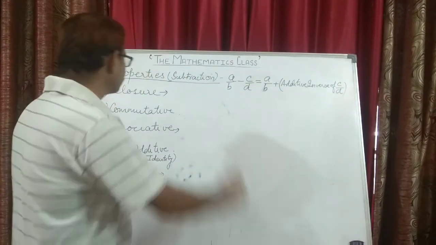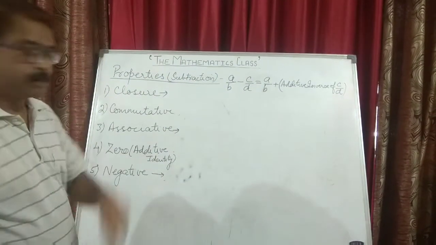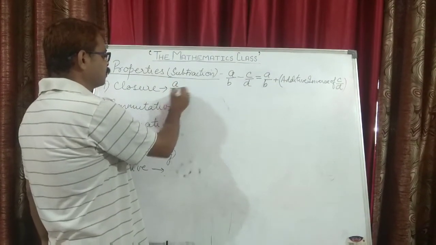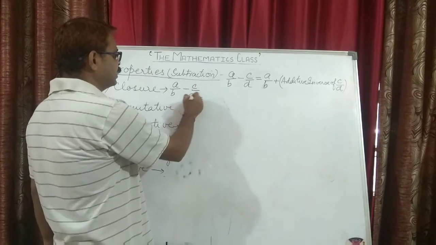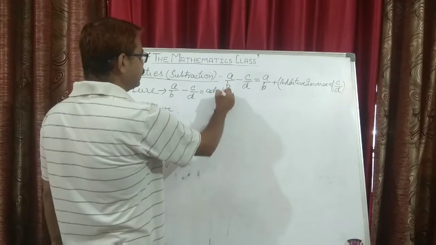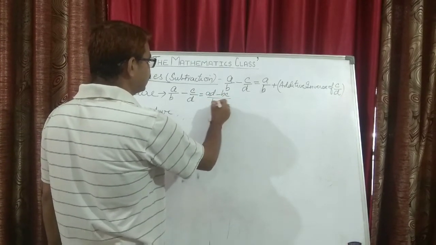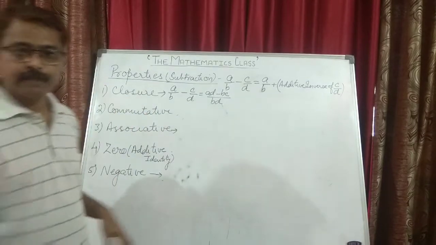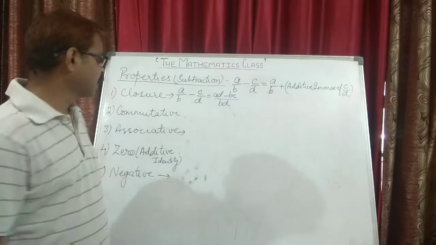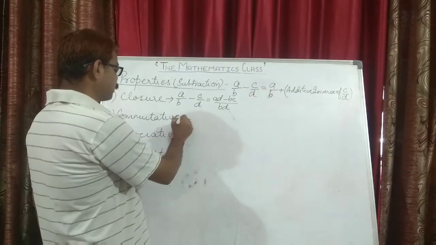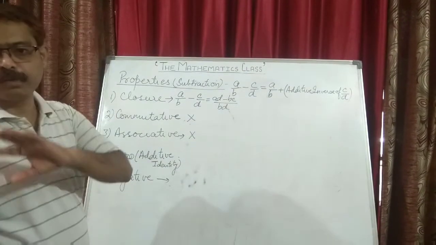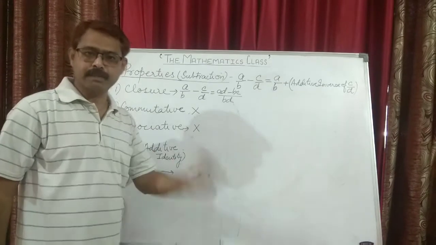Now we move on to the closure property. What is the meaning of closure property? Again, if there are two rational numbers A upon B and the other is minus C upon D, whatever value you will get, I think you will get AD minus BC upon BD. Whatever value you get will again be a rational number. Then the commutative property does not hold, the associative property does not hold, and none of the rest of the properties hold for subtraction.